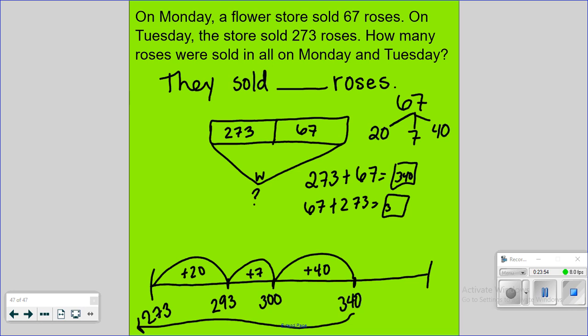Lincoln, how many roses did they sell? They sold 340 roses.